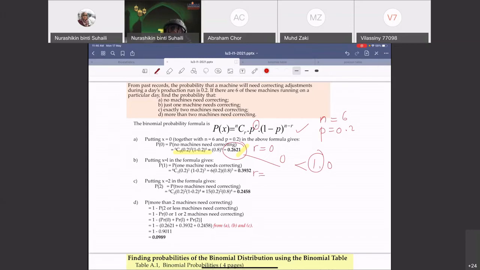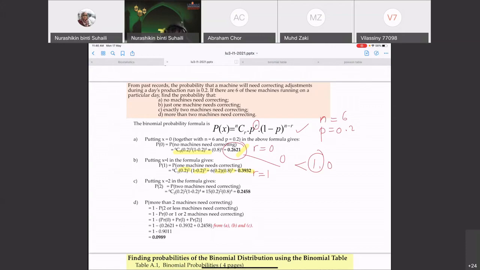So now R is 1. You just substitute the value of R equal to 1 into the formula. So you get different values here, and that's how you got the value of 0.3932.